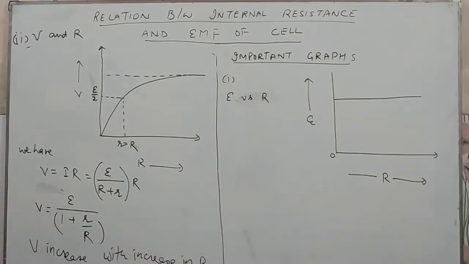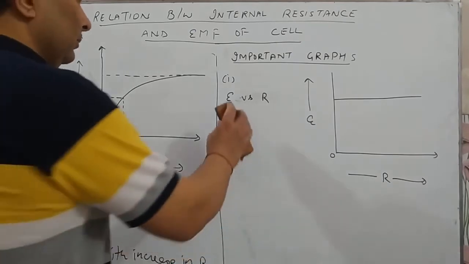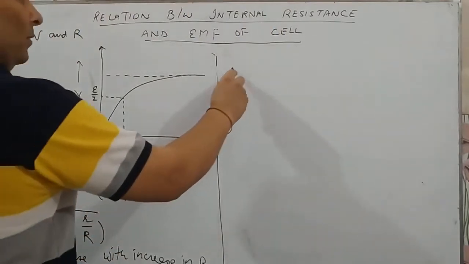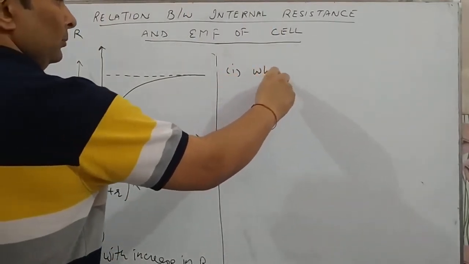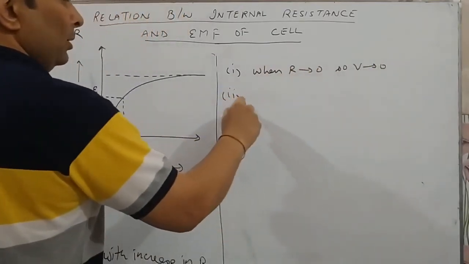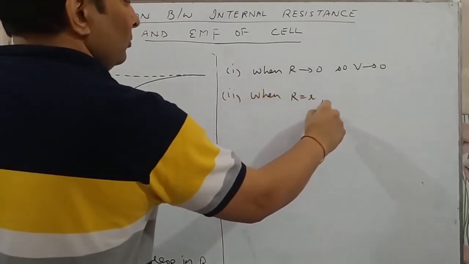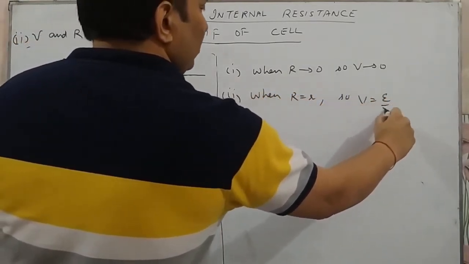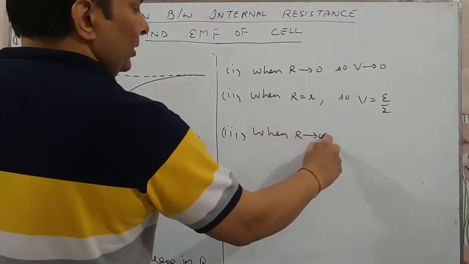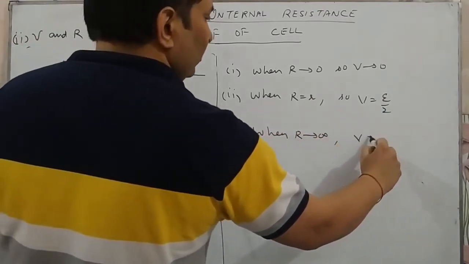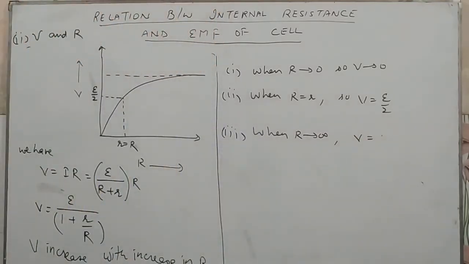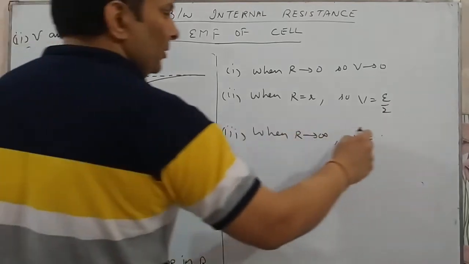Let's see how. We are writing this for your reference. The result is here. First, when R tends to 0, V is also 0. Second, when capital R is equal to small r, in that case V becomes equal to half of the EMF. Third case, when R is very big, that is infinity, V becomes equal to how much? Is this 0? No, it takes the maximum value, which is equal to E.